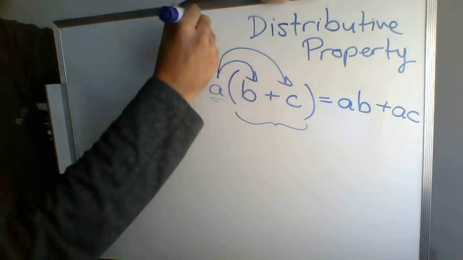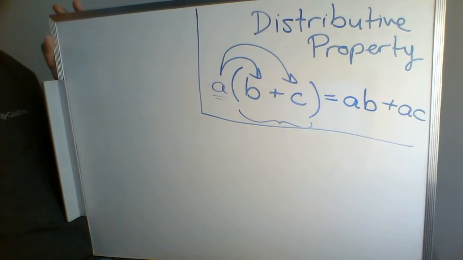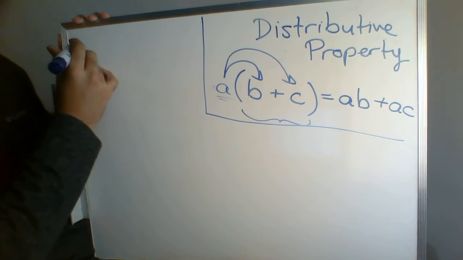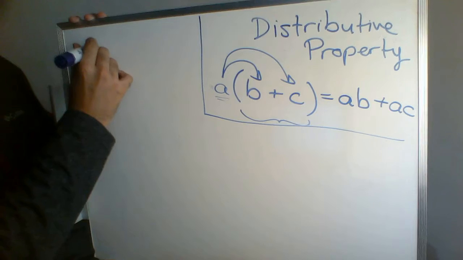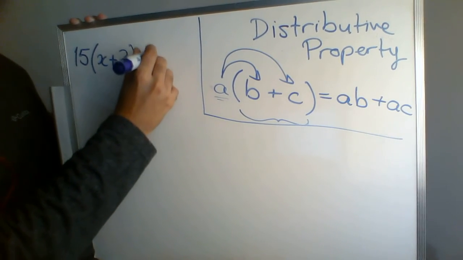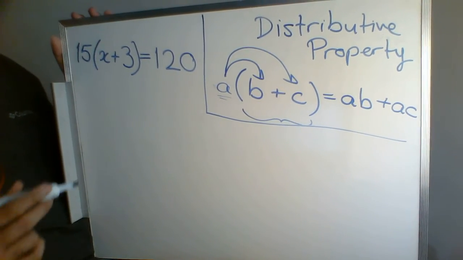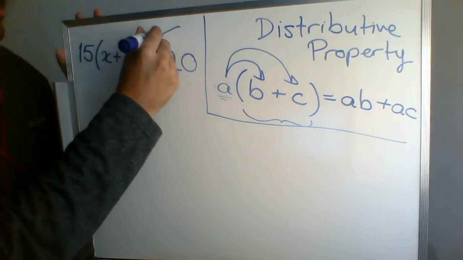This is the distributive property. So this is something we'll keep in mind in the next example. I'm going to squeeze the question up in here, and then we'll work on solving it. So we've got 15 times (x plus 3) is equal to 120. Alright, so here's the question right over here.